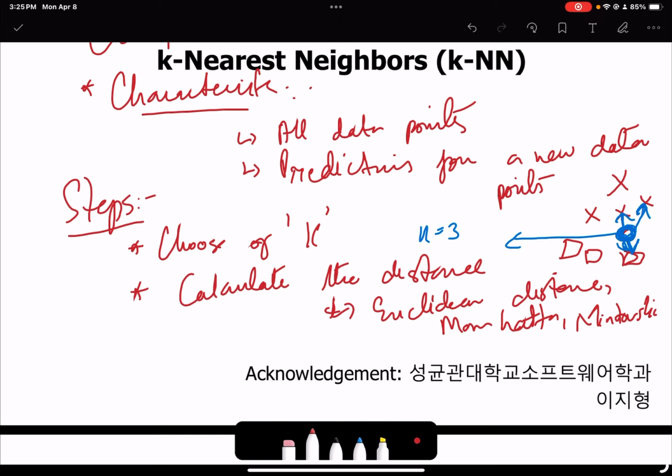Next, if you are done with the distance, we find the K nearest neighbors. So we will first find all the distances. All these distance values will be calculated using any of the distance measures between the existing data points and the new data point. On using that information, we can finally calculate or estimate the prediction.